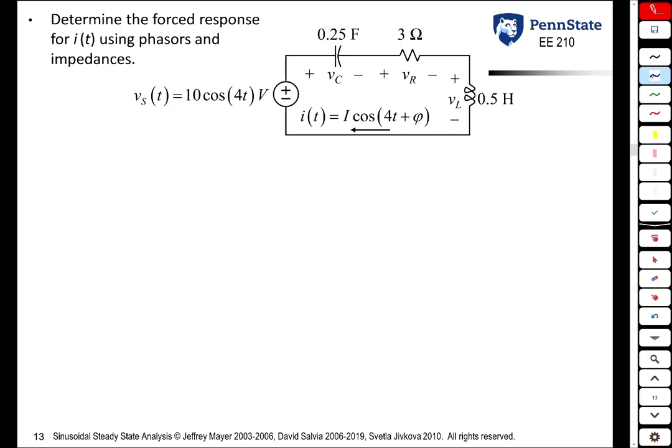What we're going to see is that we can convert this circuit to a circuit that looks like a resistive circuit, except we're going to have complex numbers. And then we can solve it just like we would solve a resistive circuit. So the idea here is we want to convert into what we call the phasor domain. To convert into the phasor domain, voltage sources you replace by their phasor equivalent. So Vs phasor is just 10 at an angle of 0 degrees volts.